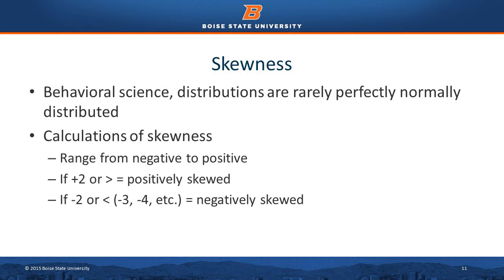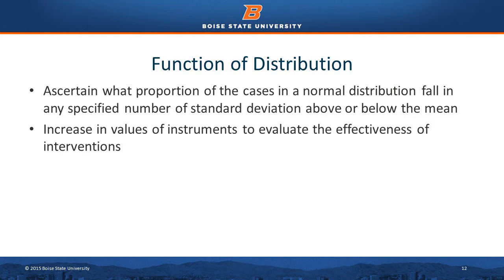The skewness values come in handy when subtle changes occur, and it is difficult to make a definitive visual declaration of skewness. Another function of a distribution is to ascertain what proportion of cases or participants in a normal distribution fall in any specified number of standard deviations above or below the mean.